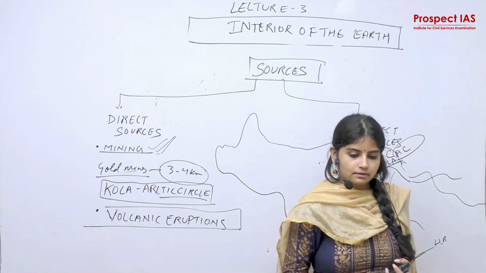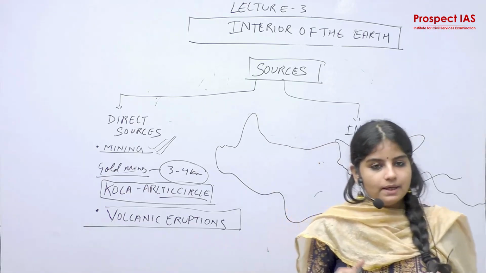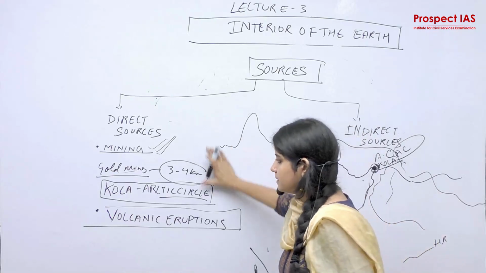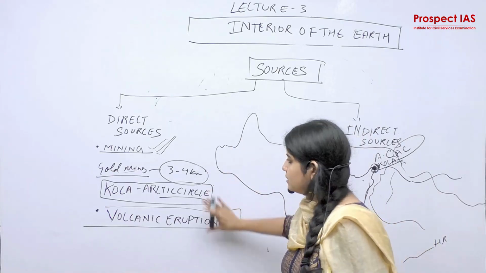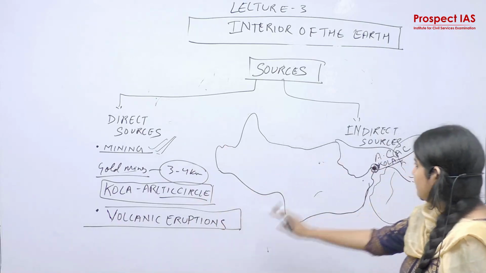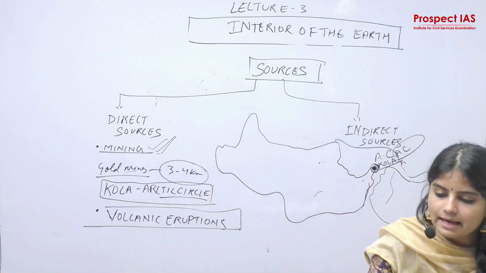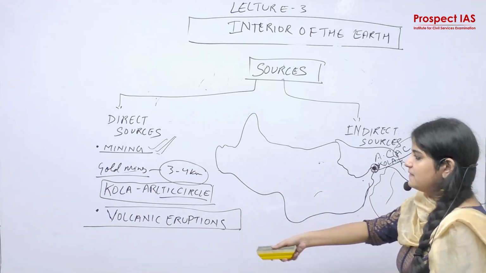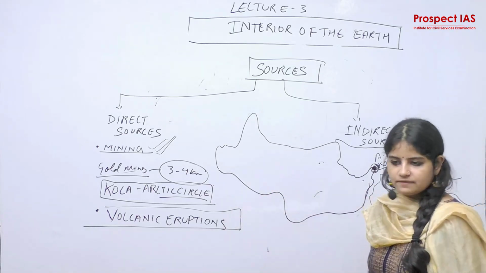Okay. Now here we are closing the direct sources. Okay. These two are the general overview of direct sources. Now let's come to indirect sources. Direct means we are getting everything in front of our eye.